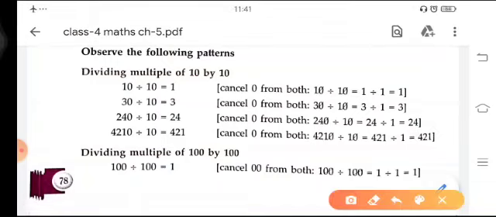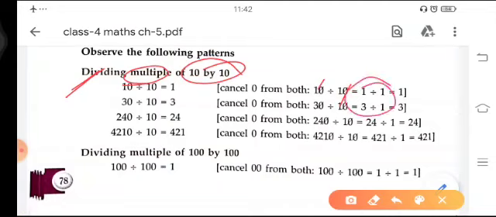Okay, now we will understand how to divide a number by 10, 100 and 1000. First we will observe the division by 10. Okay, so if we are dividing any number by 10 and the number is a multiple of 10 also, we can directly divide the number. How? We will cancel 0 by the 0. Okay, and whatever digits we are getting, we will divide and easily get our answer.